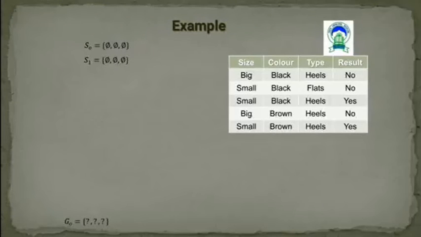Now we have to compare the question mark with big. As the question mark is changeable, it is a match. It is like a variable, so we can keep any value in this question mark. Question mark and big is a match. Question mark with black is a match. Question mark with heels is a match. The result for G0 is yes, but the result given in the table is no. As it is a mismatch, we have to change the G1 values.